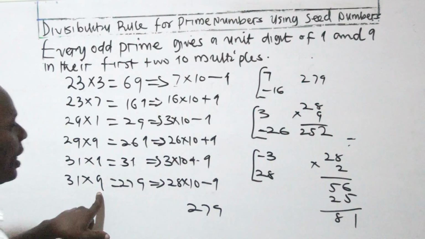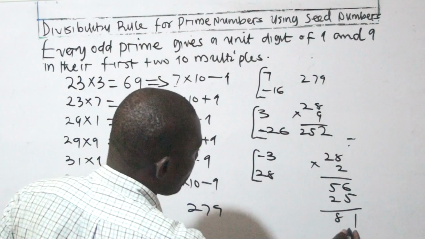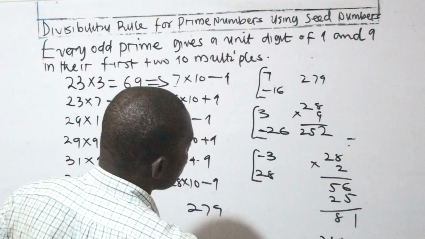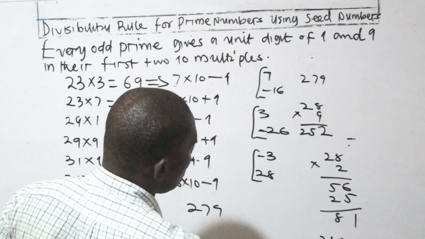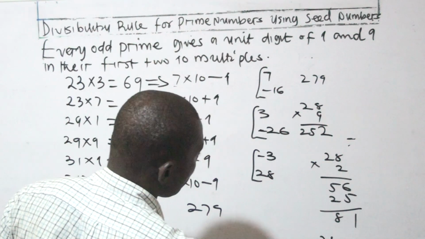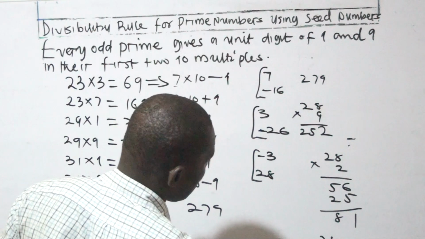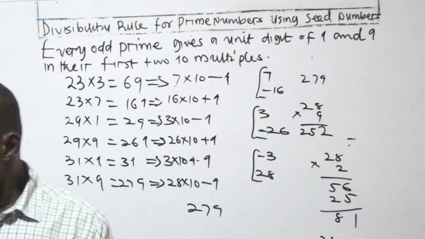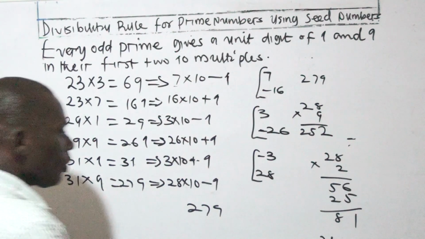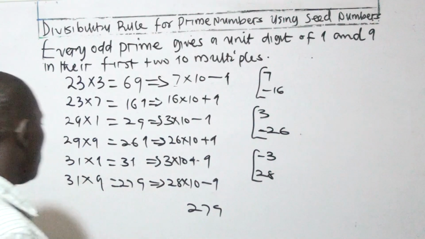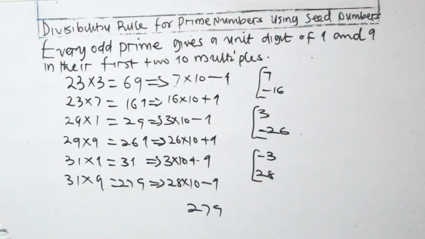Even if we go on again, we multiply this by 28. That is 28 times 1 plus 8, that will give us 36, which is divisible by 9. So it means that it is divisible by these two seed numbers.